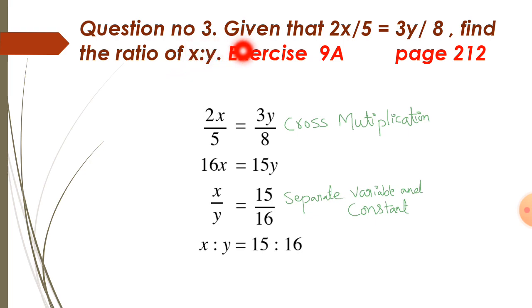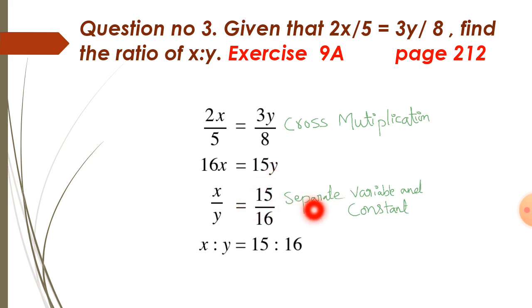Question number 3 is there. Given that 2x divided by 5 is equal to 3y divided by 8, find the ratio of x ratio y. That is also exercise 9a, page number 212. The question is 2x divided by 5 is equal to 3y divided by 8. So we will go with the cross multiplication. 2x is going to be multiplied with the 8, it will be 16x, and 5 is going to be multiplied with the 3, so it will be 15y.